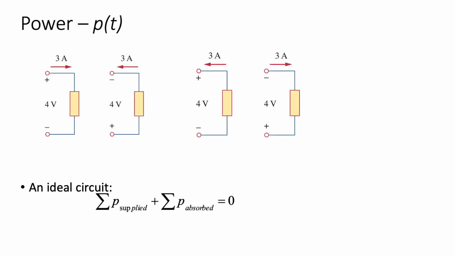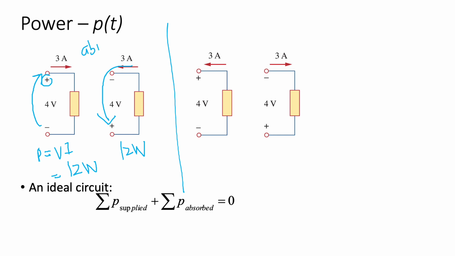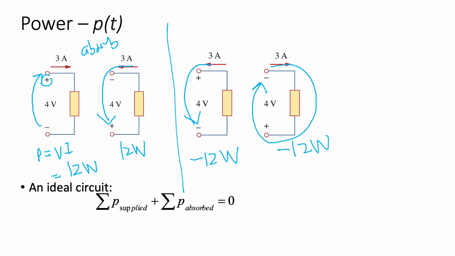Example here. So what is the power here, absorb or supply? Now your current here is entering the positive, means here is P equal VI, right? Entering positive means absorb. This one is 12 watt. What happened to here? Your current here is entering the positive, so this one is also 12 watt. So this is what we call absorb. What happened here? Your current here is entering the negative, so it becomes minus 12 watt. Your current here is entering the negative, that is negative 12 watt. So the total power absorbed and supplied here is 12.